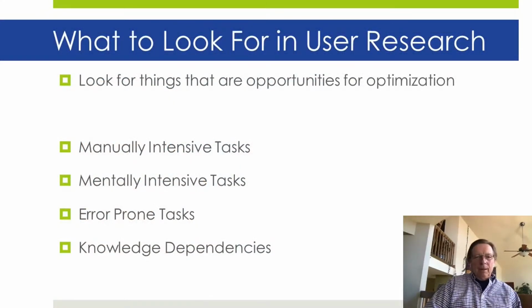Yeah, of course. So what we saw, the first slide there you'll see, is when we do user research, there's 4 things that we really look for. What are manually intensive tasks? What do people have to do manually? What are mentally intensive tasks or cognitively demanding tasks? And what are error-prone tasks? And what are the knowledge dependencies? So if you find any of those 4 things, then there's an opportunity to identify room for improvement.